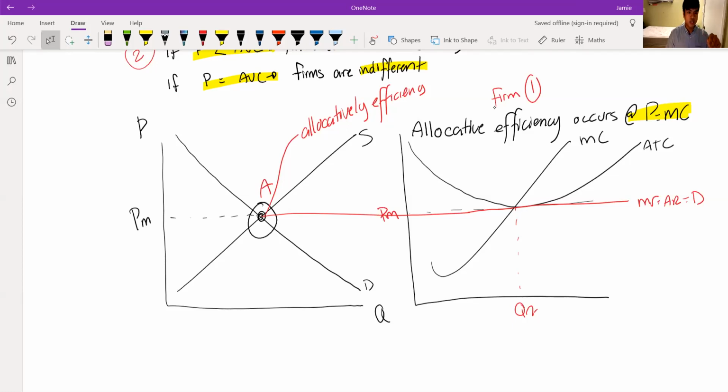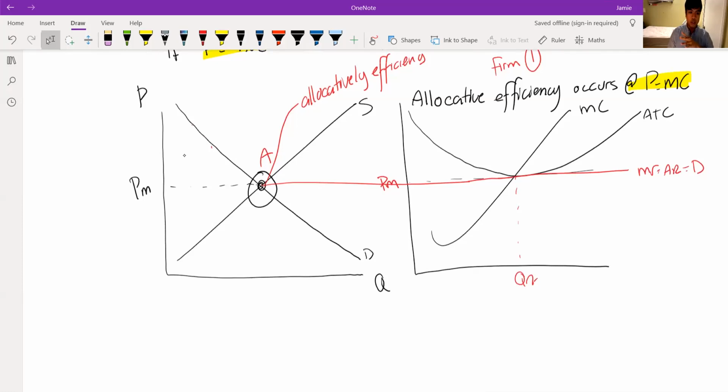So you can think of price, right, any price on the demand curve as the value to consumers. So what we're saying here is that the value that the consumers receive from the product is equal to the cost of production, so the marginal cost. And when that occurs, we are essentially maximizing total surplus, which by definition is allocative efficiency.